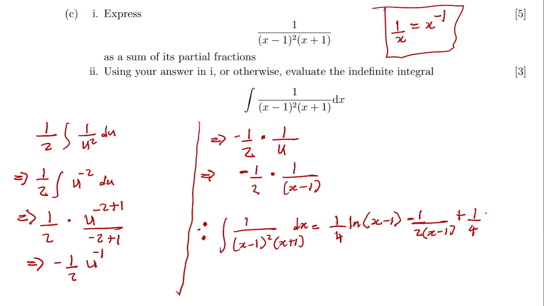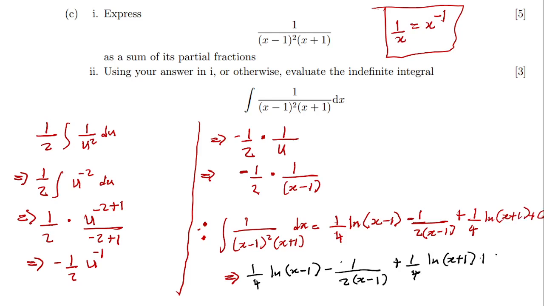So this can be concluded by saying 1 over 4, let me use a different color so that the answer can be unique and written properly. This can be written as 1 over 4 ln(x minus 1), then negative 1 over (x minus 1), close bracket, then plus 1 over 4 ln(x plus 1), and then plus c. So this was the final answer.